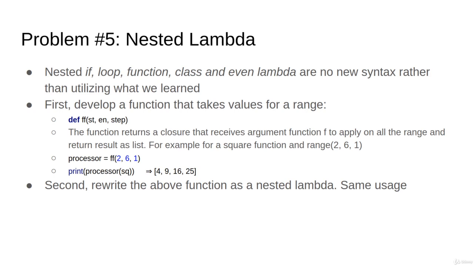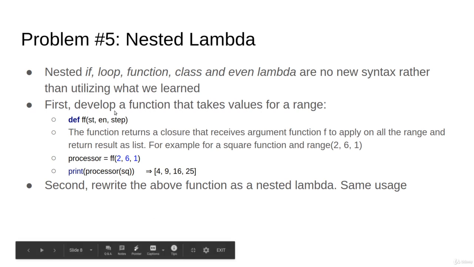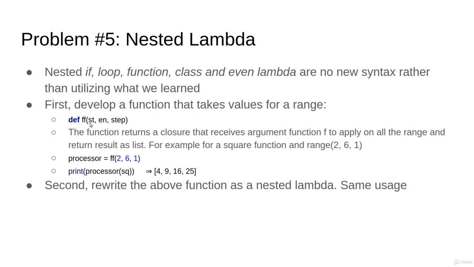To make it easier for you, we will do this homework in 2 steps. First, I would like you to develop a function that takes values for a range. So we will develop the function ff that takes start, end, and step. Remember the range. When you say range of 2, 6 and 1, it gives you all of this range. Or you give it, for example, 6, 2 and minus 1, it gives you a decreasing range. So we'll pass the arguments for a range. The function returns a closure, and this closure receives an argument function f. It then applies f on every element in the given range and returns a list of all of them.